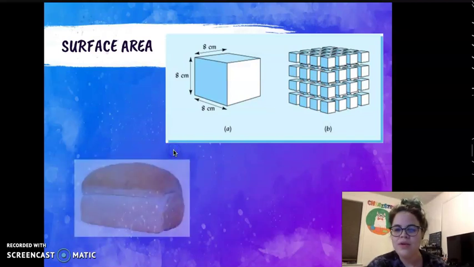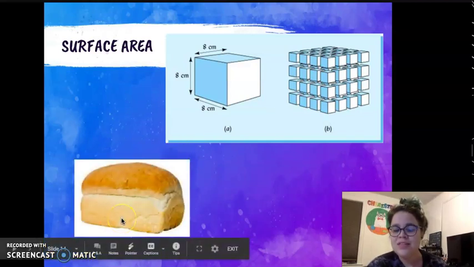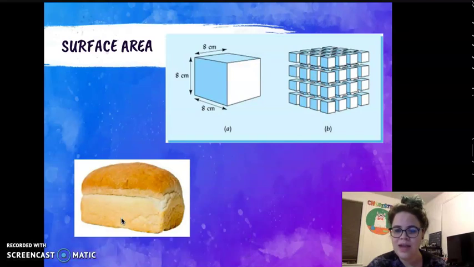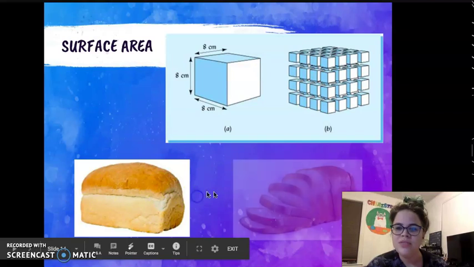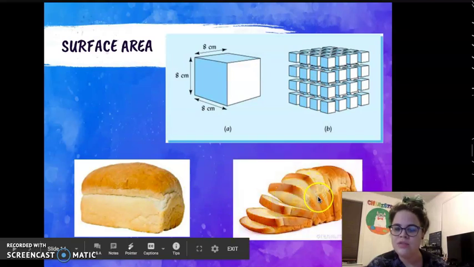Okay, another way you could think of that is bread. Here is bread that is not sliced. I can only put butter here and here. It's not going to work out, but as you slice it, you increase the amount of surfaces where you can add butter to your bread.